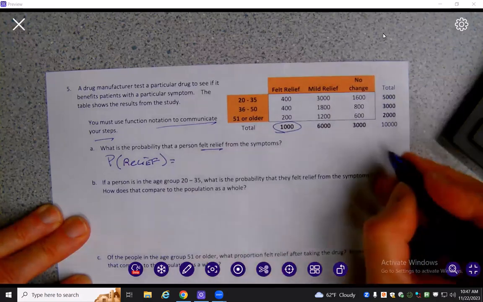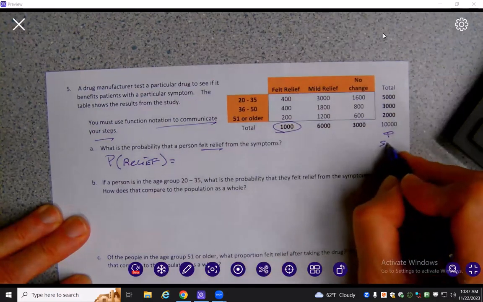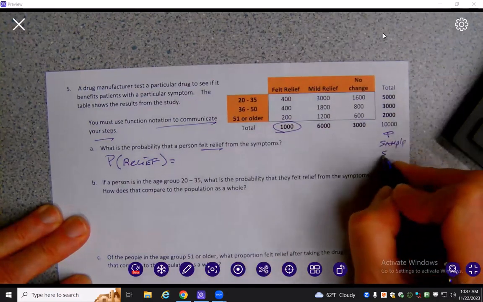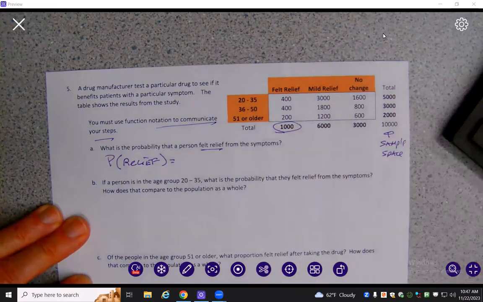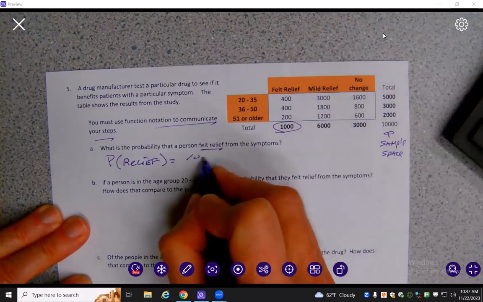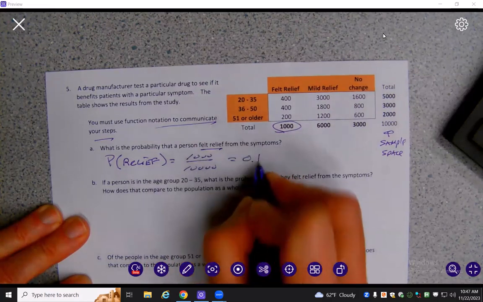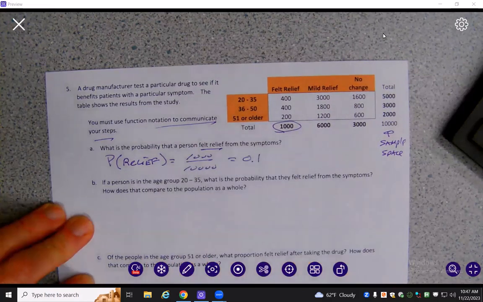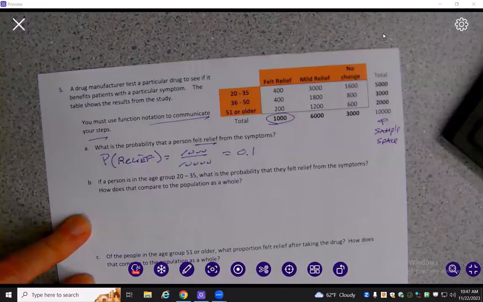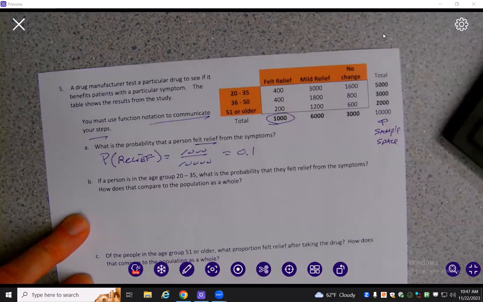And the chance from the study that a person felt relief, well, 1,000 people felt relief. This is my sample space. This question is about everybody in the sample space. So this is 1,000 divided by 10,000, which is 0.1. So about 10% of the population, a 10% chance people felt relief from this study. Okay.